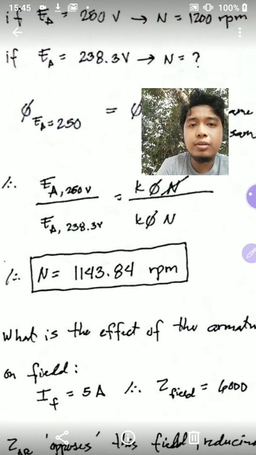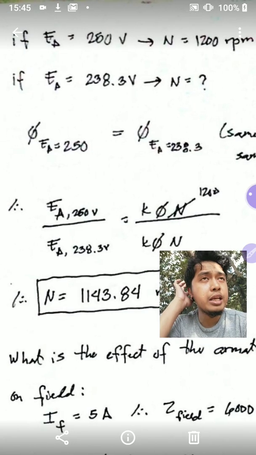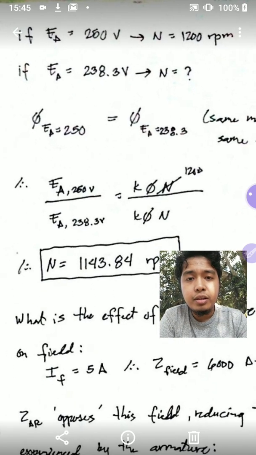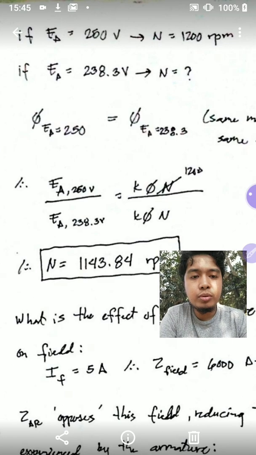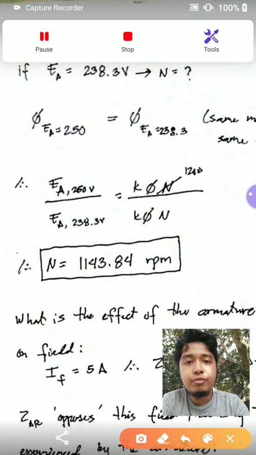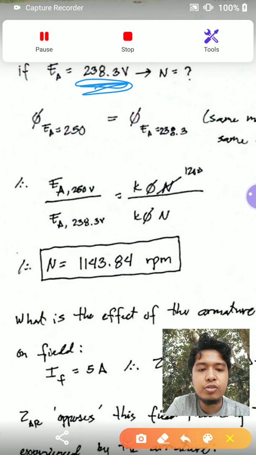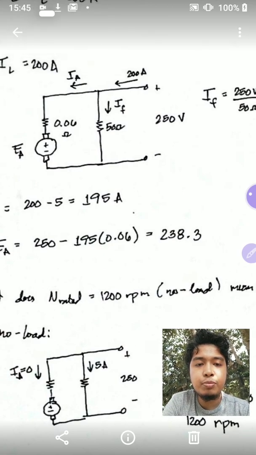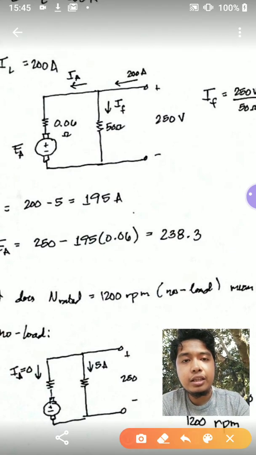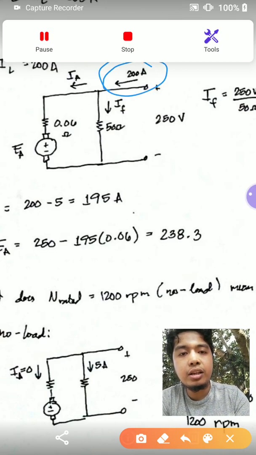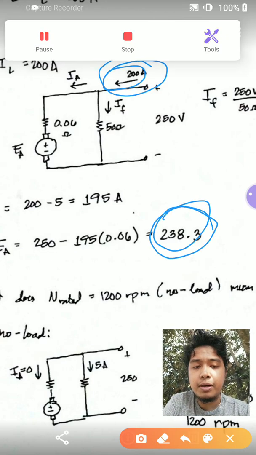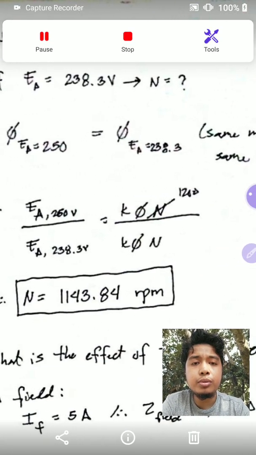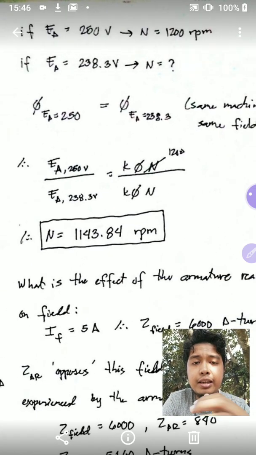So if at no load we are running at 1200 rpm, that is when the voltage at the armature is 250. So we can use that relationship to get the speed of rotation if EA is 238.3, because we need that by KVL. EA is 238.3 when the line current is 200, then EA is 238.3 by KVL. So we can use that EA-N relationship to solve for N.